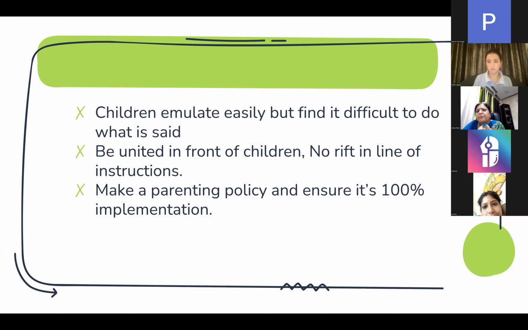Make a parenting policy and ensure its 100% implementation. Do not have a policy which cannot be implemented. You can't watch the television, you can't do this, you can't do that, you have to study for 7 hours when you come back. If you make that policy, then it's not implementable. Make a policy and ensure that it is implemented in total.